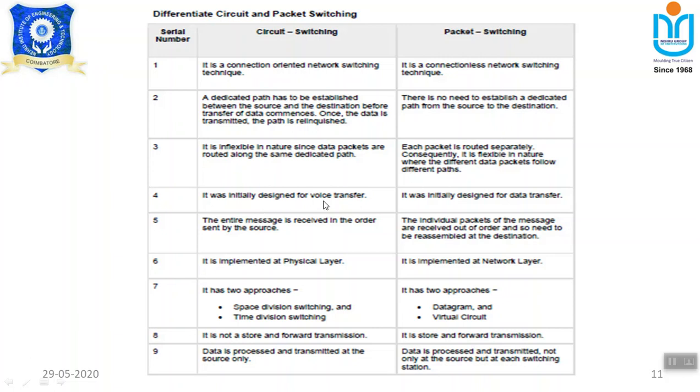Circuit switching was initially designed for voice communication, but packet switching is specially designed for data transfer. In circuit switching, the entire message is received in the order in which it was sent by the source, because all the packets have to travel on the dedicated line. We send the first packet, second packet, third packet, and in the same order they will be received by the receiver. So the entire message will be received in order, 1, 2, 3, in continuous order.